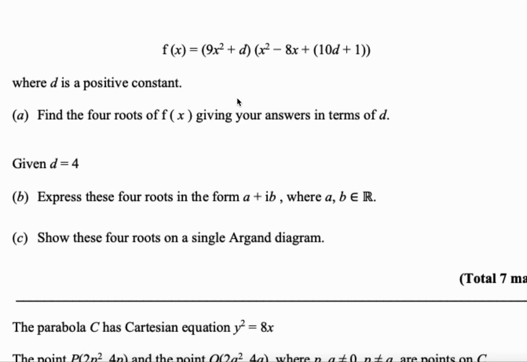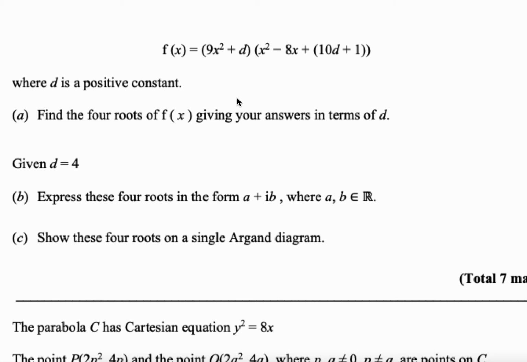Would you just equate it to 0 and then solve it out? Yeah, that's what I was thinking. Equate it to 0, because that's what the roots are. And then because the next part gives you d, you can just write it in. No, it says giving your answer in terms of d. You can't just use d equals 4, that's the next part.